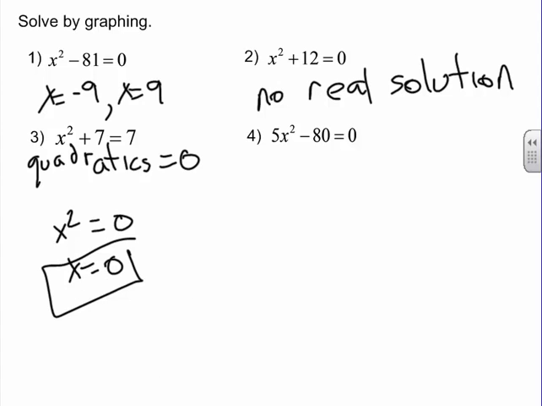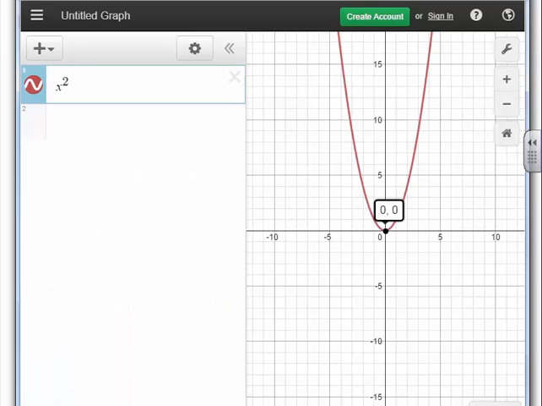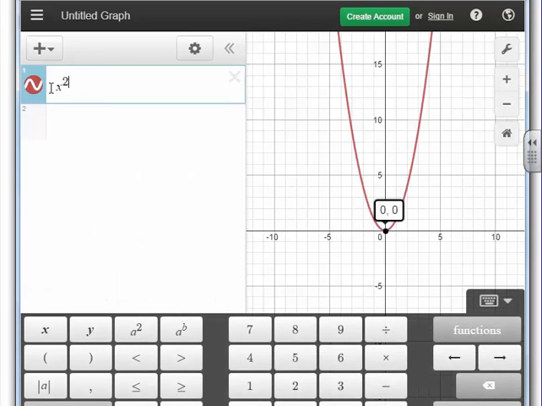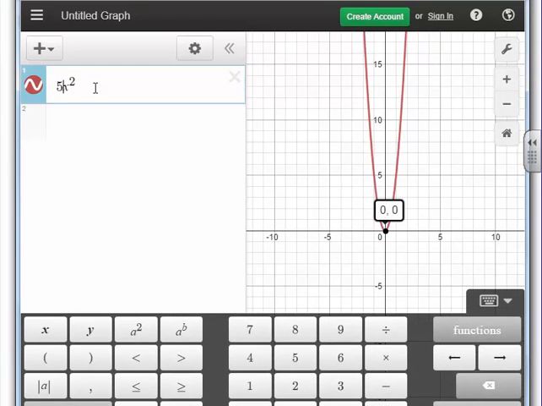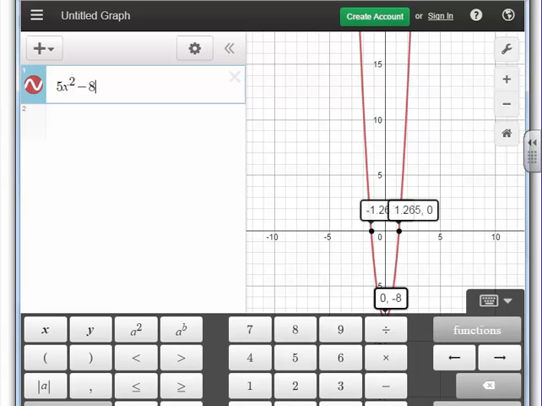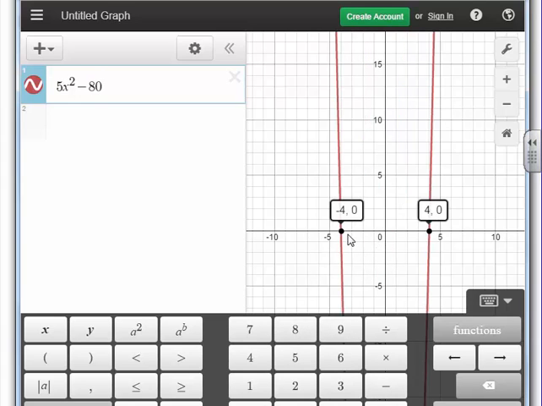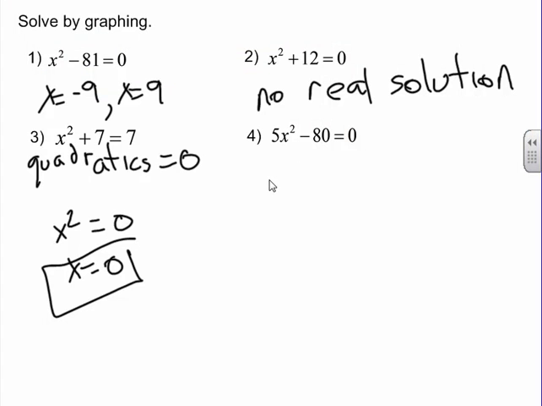Alright, let's try the last one. 5x squared minus 80. So I'm just going to put the 5 in front of there. Minus 80. And there we go. Again, I'm just looking right here. That's all I'm looking for, is these 2 points right here. So the x coordinates, -4 and 4, are my answers. So x equals plus or minus 4. Okay? Plus or minus 4.